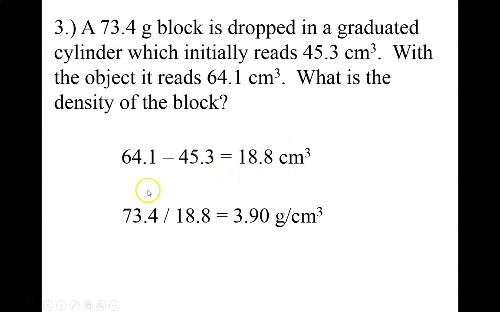The next thing I'm going to do is use the density equals mass over volume equation. The mass is 73.4. The volume is 18.8, which we just calculated. And we get that the density is equal to 3.9 grams per centimeter cubed. Now, what that object would be made out of, I don't know. But it's a good question.